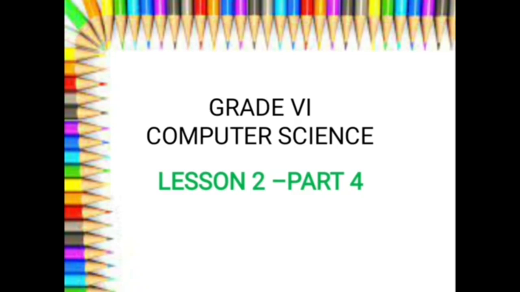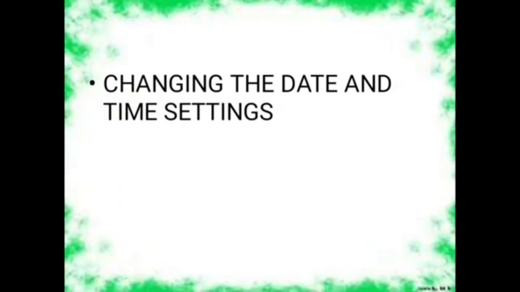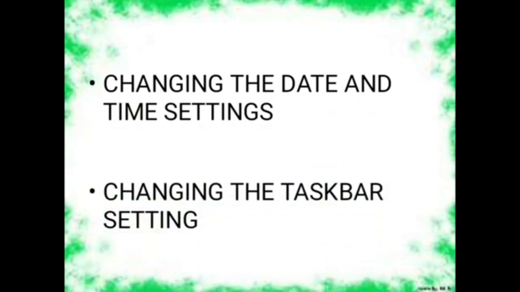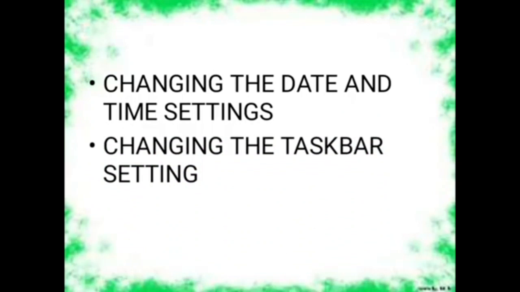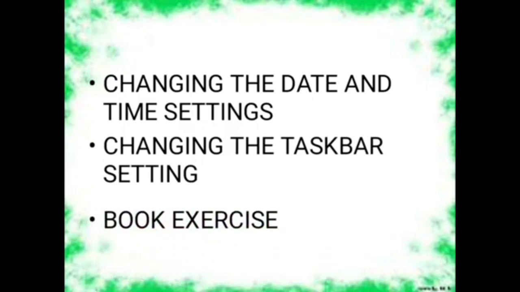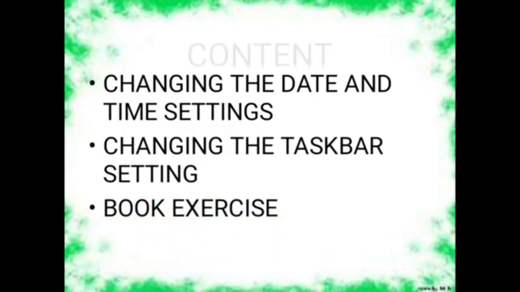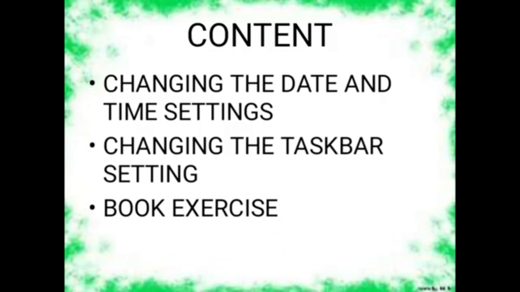Now in this class we are going to see changing the date and time settings. In your system, how to change the date and time settings, that we will see. The next one is changing the taskbar settings. On the desktop, at the bottom, the taskbar is there, no? For that change we have to see here. The next is the book exercise. So this is the content of today's class.